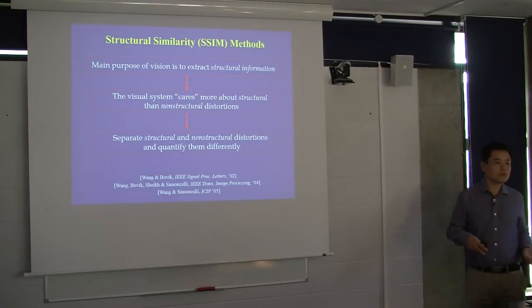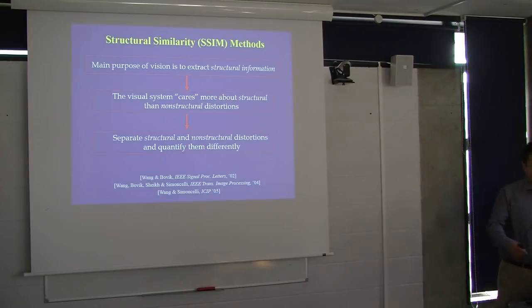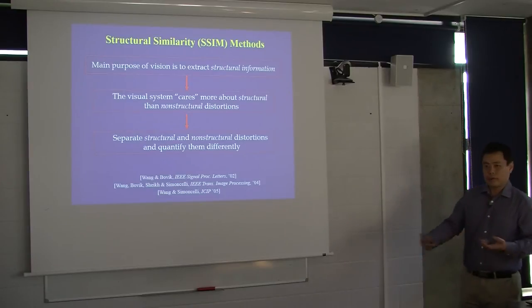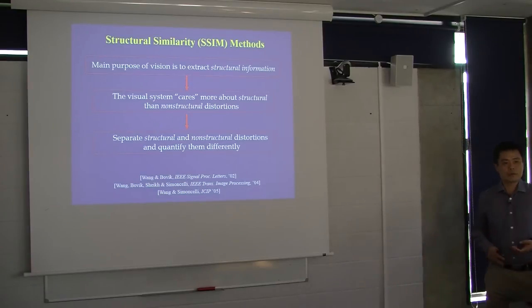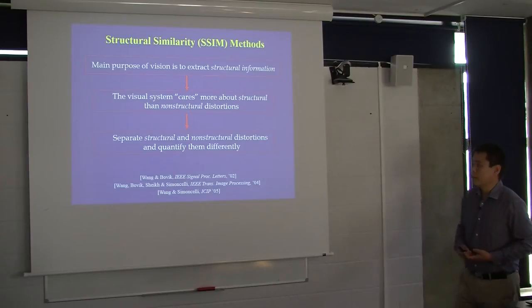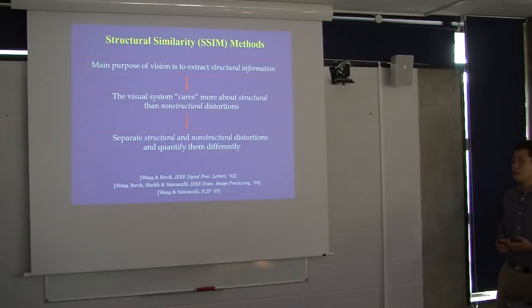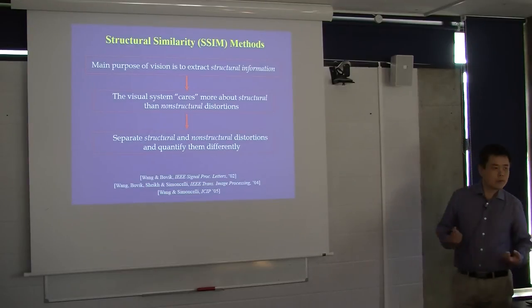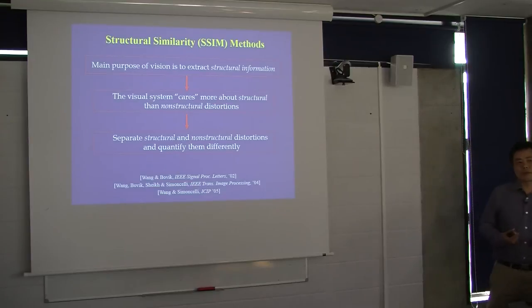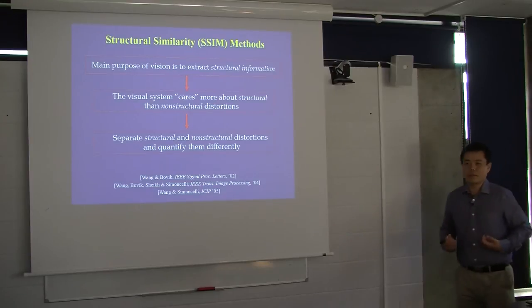So we come into the room, we need to know there's a chair here, there's a desk over there. What's the relationship between them? We want to explore this structural information in the real world, right? So if this is the main purpose of vision, then any distortion that messes with this, right? This is what we would call the structural distortion. That would be something really annoying.